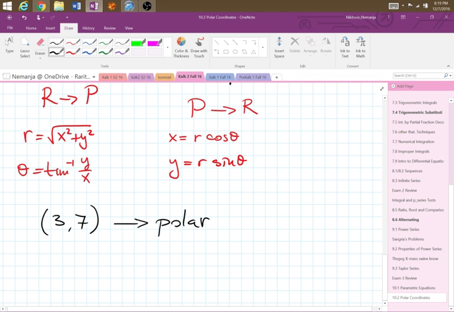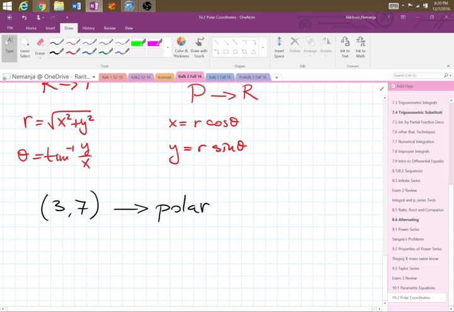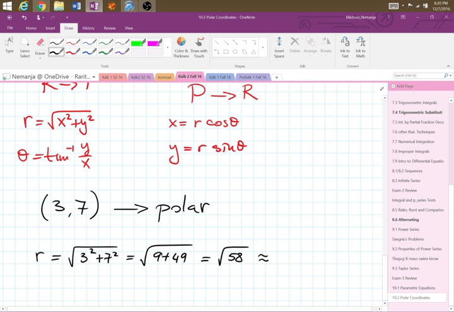All right, let's take a look at this conversion together. I switched 3 to 5. R is given by the square root of 3 squared plus 7 squared, which is 9 plus 49, which is the square root of 58, which is approximately 7.6.